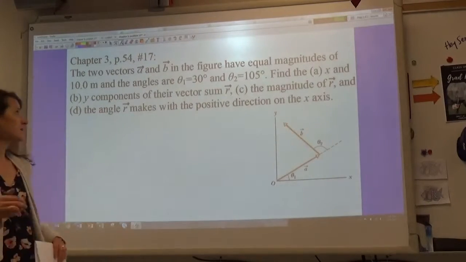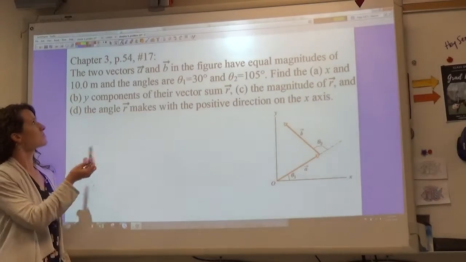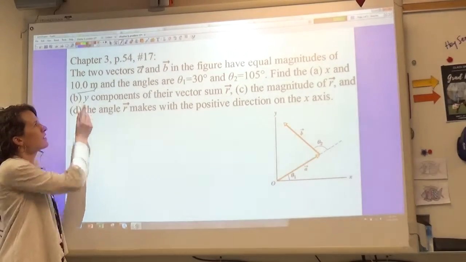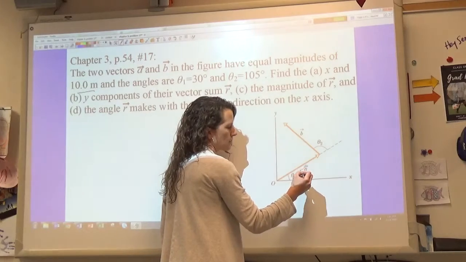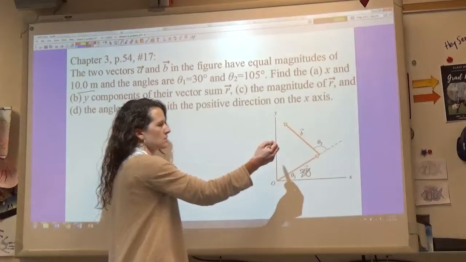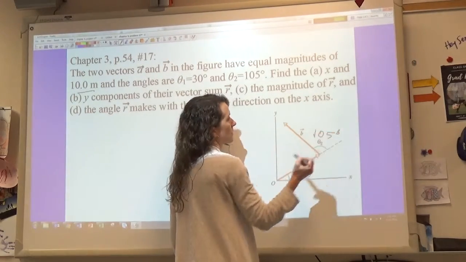Hello. Right now we're going to be going through problem number 17 from chapter 3. For this one there's two vectors, A and B, in the figure. They have equal magnitudes of 10 meters. And we are given an angle, so theta 1 equals 30 degrees. So we can write that in right here, 30 degrees. And then theta 2 equals 105 degrees, right there.